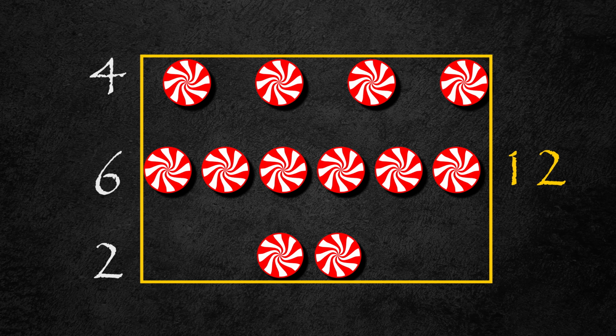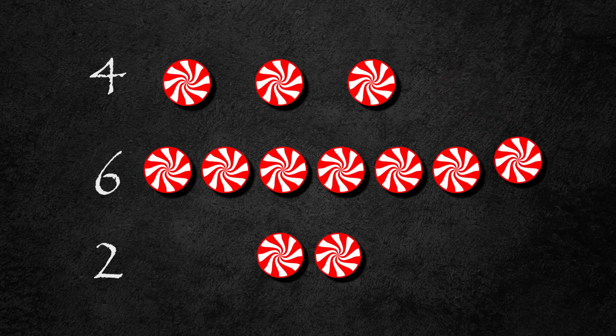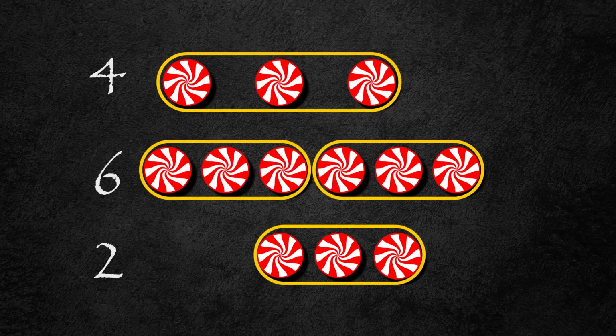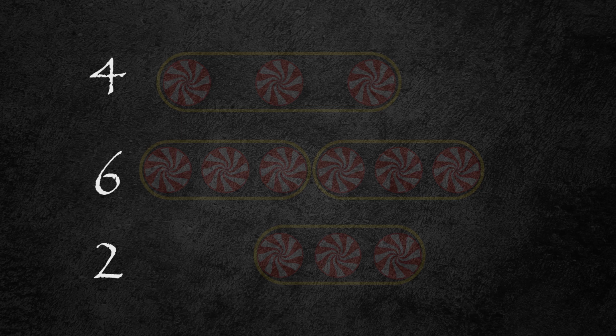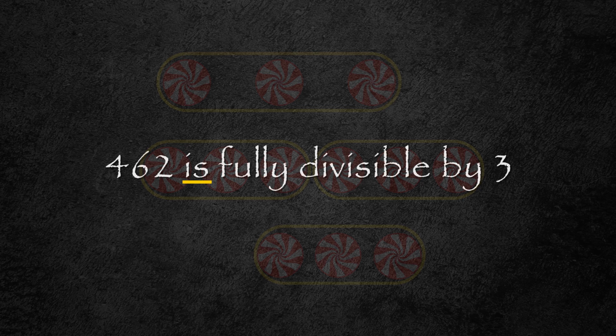It is also worth noting that 12 is the same number that we get after adding the digits of the original number 462. We can distribute these 12 candies further and we will be left with no candies as a remainder. This means that when 462 is divided by 3, the remainder is 0 and therefore 462 is fully divisible by 3. I hope that by now you have realized why adding the digits of a number is useful for the divisibility test.